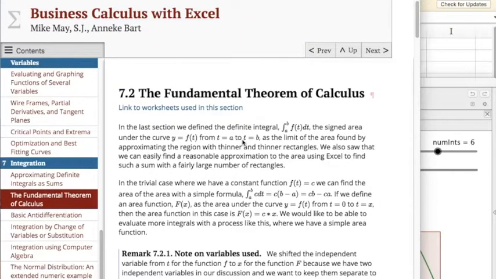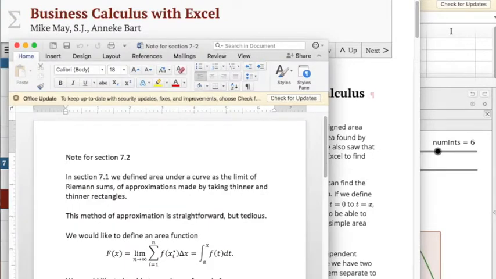Good morning. Today we're looking at section 7.2, the Fundamental Theorem of Calculus. In section 7.1, we defined the area under a curve as the limit of Riemann sums of approximations made by thinner and thinner rectangles. It's a straightforward method of approximation, but it's tedious.